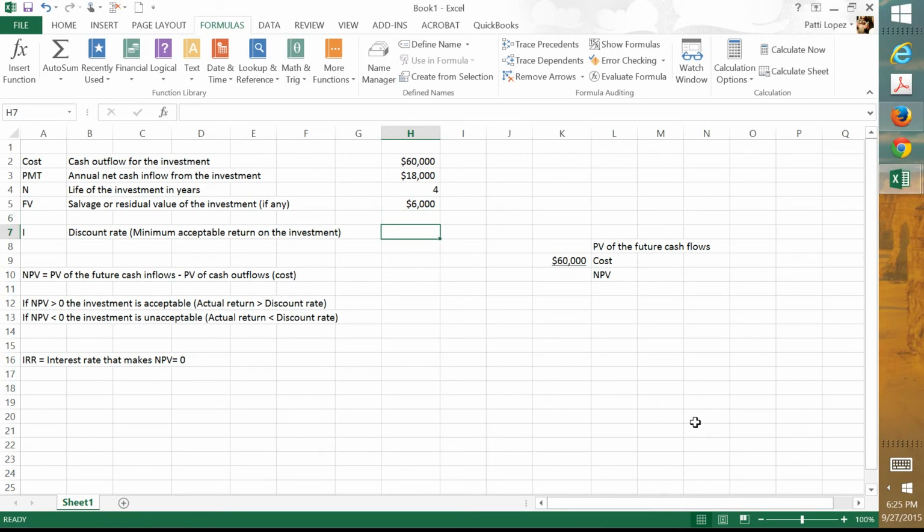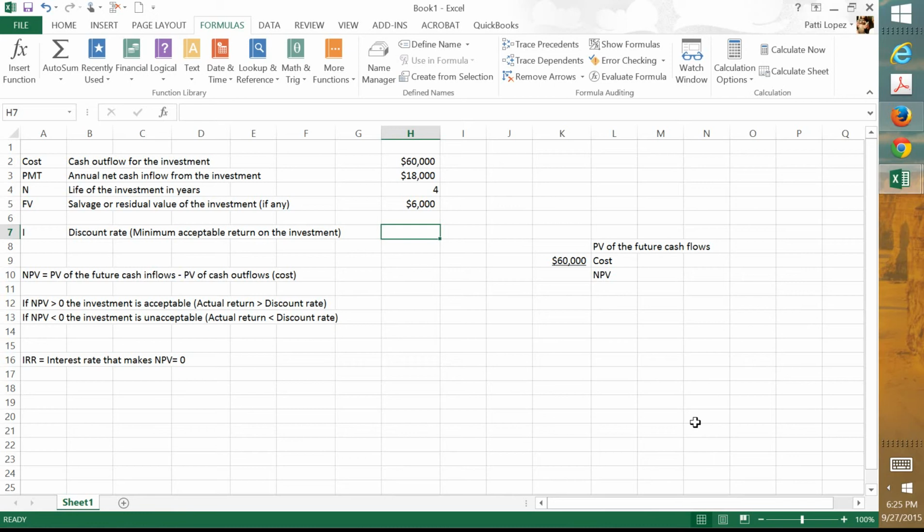So those are the basic financial numbers that we need, and now what we need to know is Big Al's discount rate. When computing the net present value of an investment, the interest rate or discount rate that is used is the minimum acceptable return on the investment. In other words, what interest rate will make this attractive enough to Big Al to actually purchase the pizza oven?